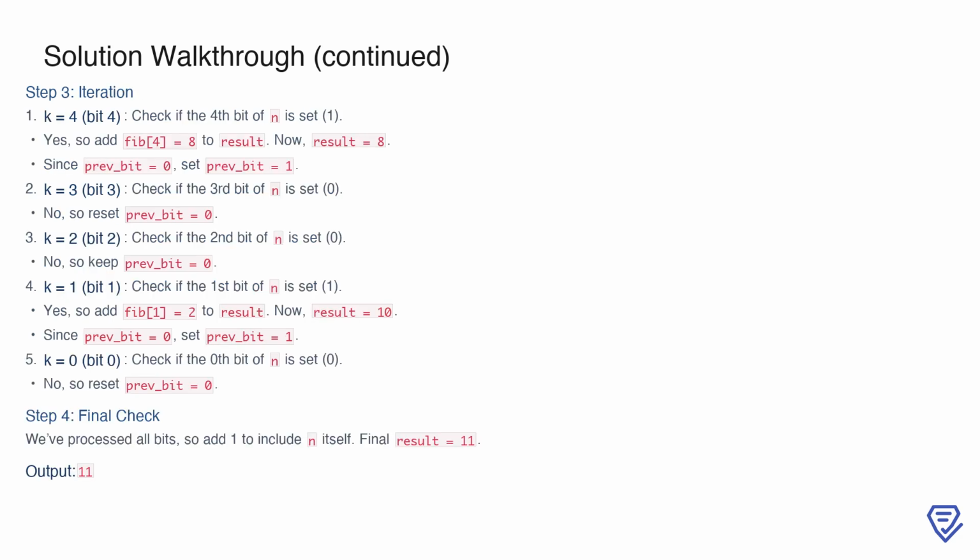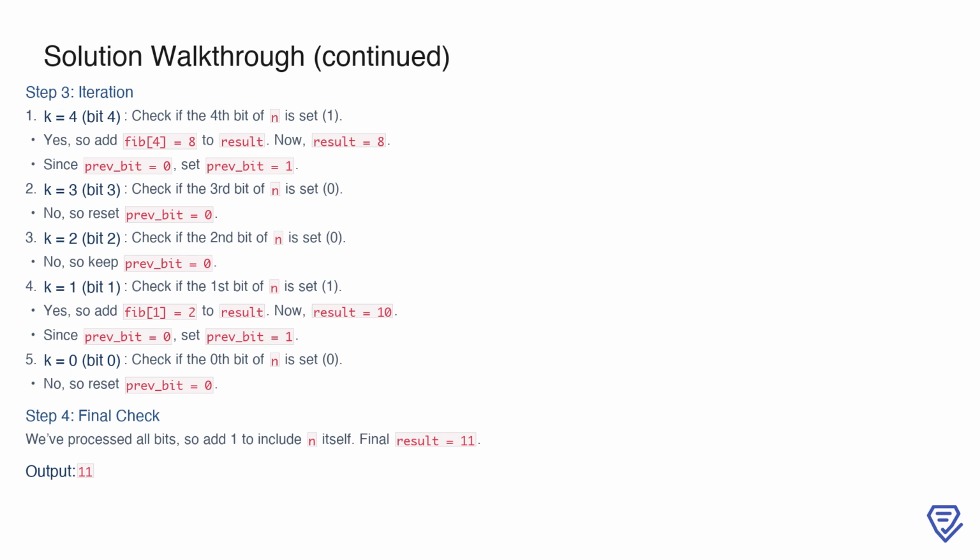For n equals 18, we begin analyzing the bits. When k equals 4, the fourth bit is set to 1, so we add fib 4 equals 8 to the result, making result equals 8. Since prev_bit equals 0, we set it to 1. For k equals 3, the third bit is 0, so we reset prev_bit to 0. For k equals 2, the second bit is also 0, so prev_bit remains 0.